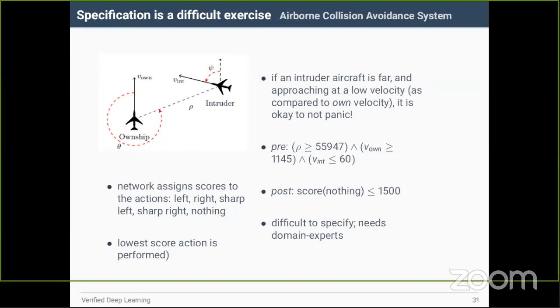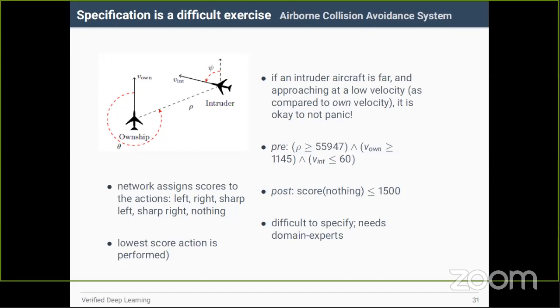The neural network is trained in reading a bunch of sensor inputs, which are theta, psi, the velocities, and the distance rho. The neural network is trained to take these as inputs, and the output is one of these actions: turn left, turn right, turn sharp left, turn sharp right, or do nothing. The lowest score action is performed. I'm sorry about this bracket here. So this is how the network behaves.